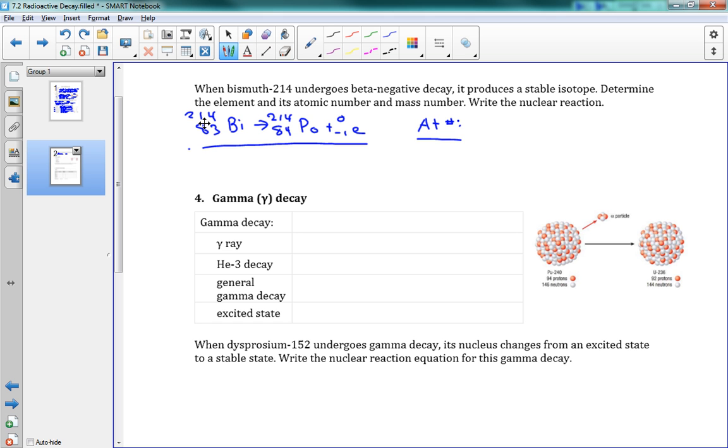Here's our atomic number, which is 84. Our mass number is 214. And the name was polonium. There we go.